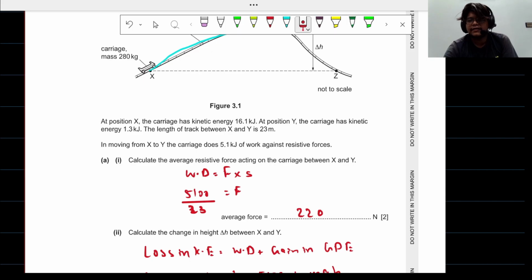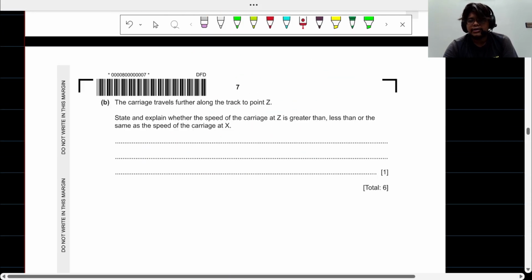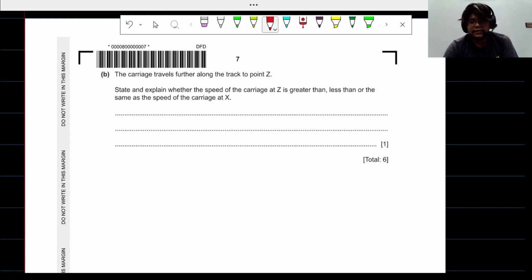This 5100 joules is lost. This energy has been lost as other forms. It could be due to heat losses, right? It could be due to sound or any other energy. So it means the energy would be less, right? So it's to determine whether the speed of the carriage. So if your kinetic energy is less, your speed will also be less. So speed will be less.